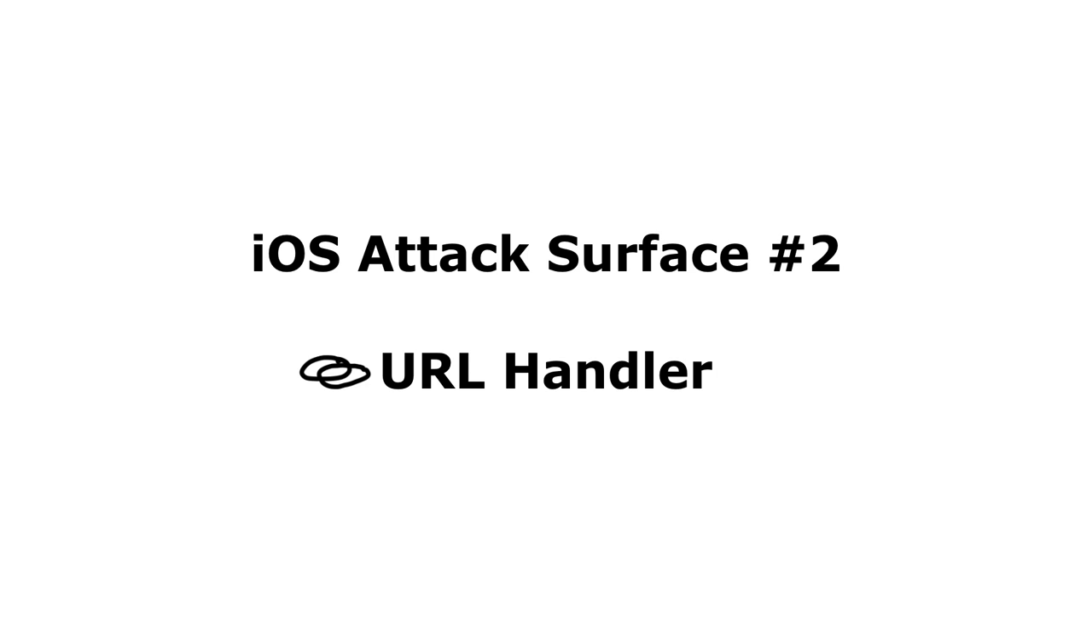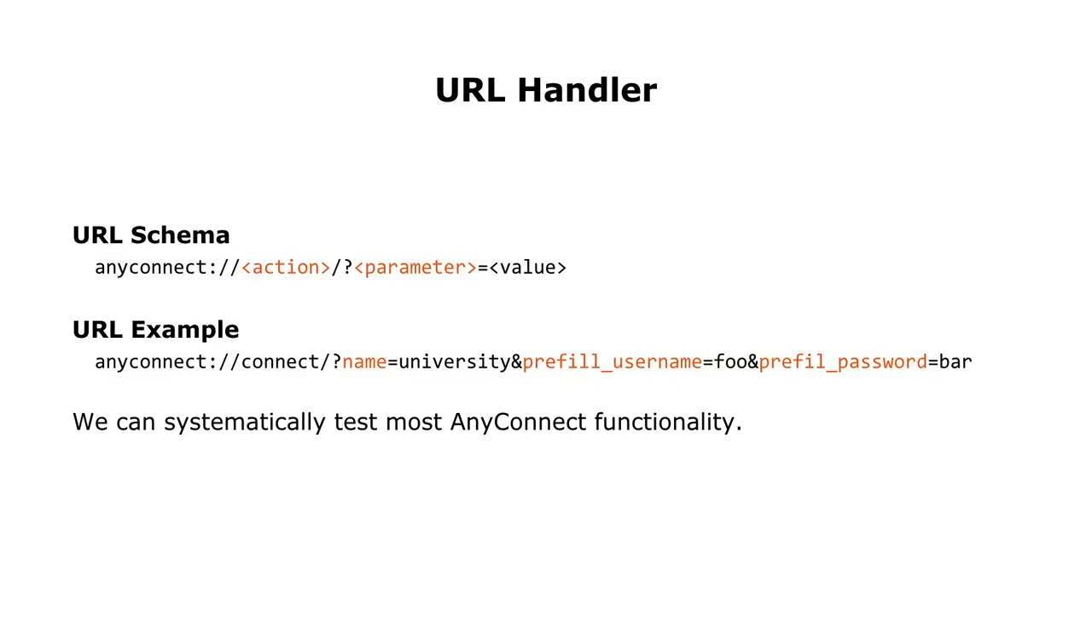The next attack surface is the URL handler. AnyConnect can be controlled by URLs. These URLs allow instrumenting most of the AnyConnect client functionality, such that we can automatically test it. In the example listed here, connection establishment for a VPN profile identified by the string university will be triggered.